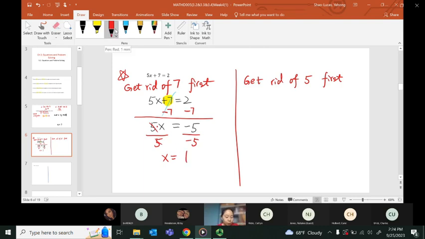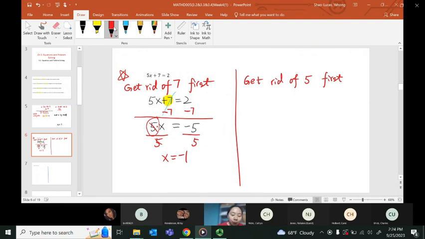Oh wait, I'm sorry. We divide by 5, not +5, because the number we're dividing both sides by is 5. We want to get rid of 5, right? So we divide both sides by 5. So we should get -1 as the answer. Okay, so this is the way we normally do it.